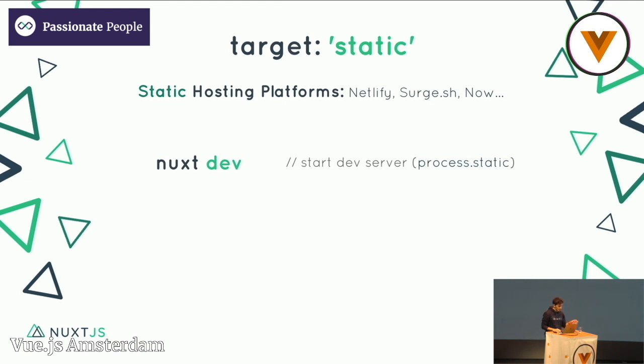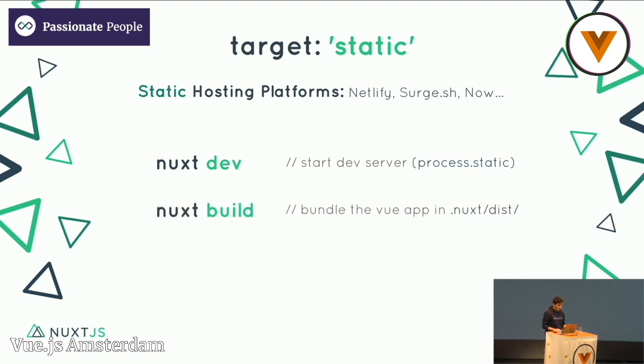So you have nuxt dev. It actually starts the development server, but it gives process.static, and we try to mimic as much as possible how it will look in production. So you won't have access to req or res in asyncData, in the context. If you hit a 404, it won't do server-side rendering. It will do the fallback strategy that we have when you do the generate.